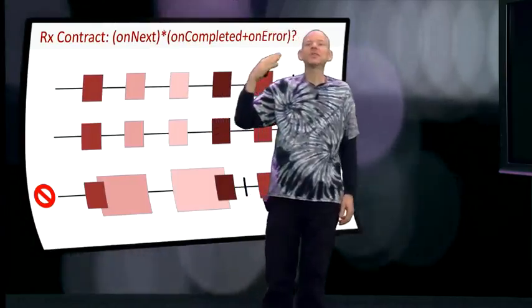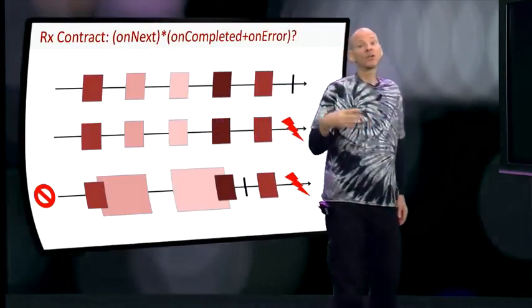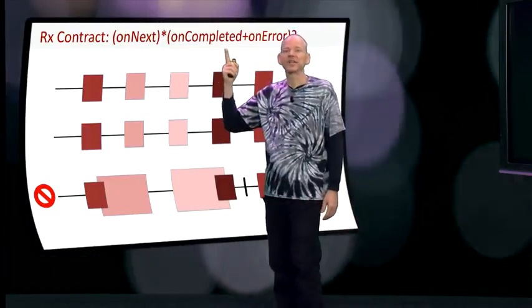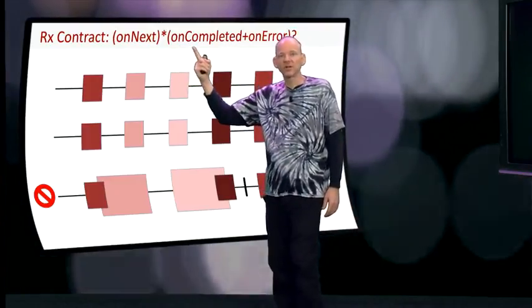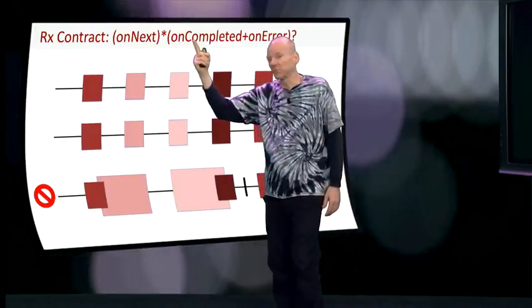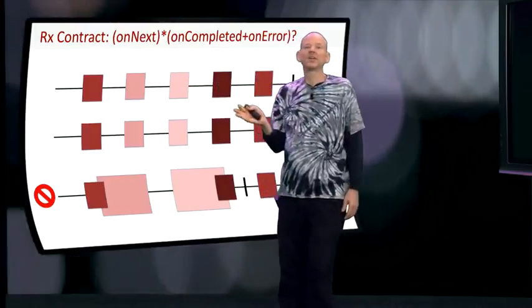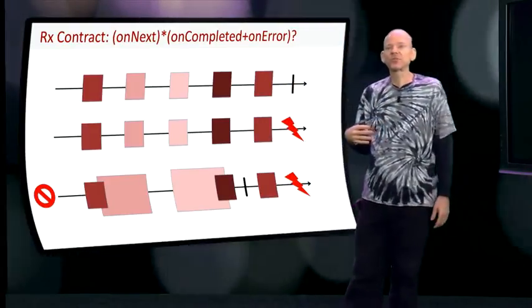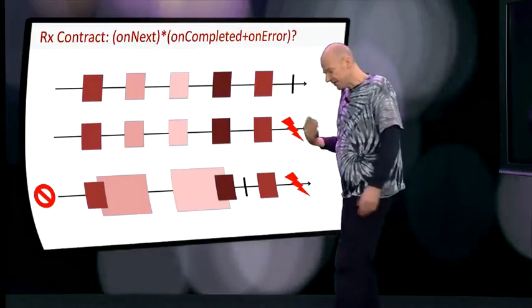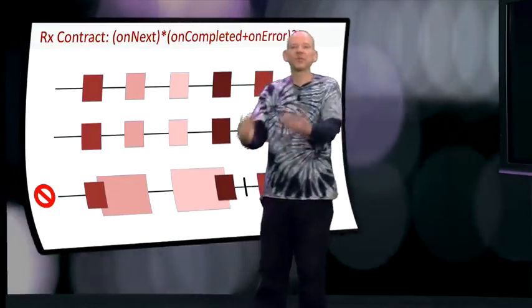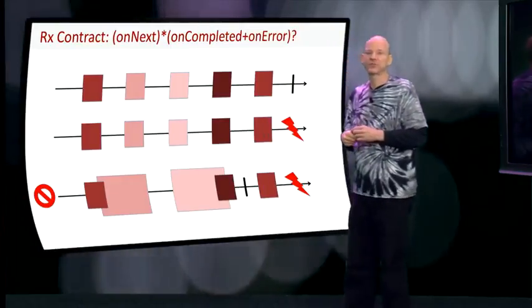So after you've seen an on completed or an on error, you will never see any of the other methods anymore. Once on completed has been called, you can be sure that on next, on completed, and on error are never called. And that's the reason that we do this auto-unsubscribe, because we know that the stream is done, and so we eagerly unsubscribe for you.